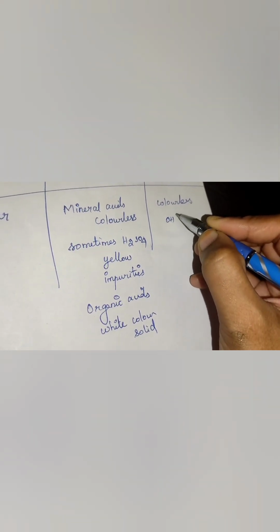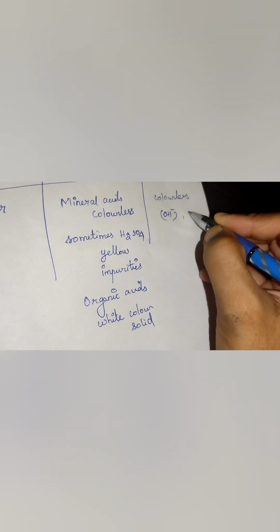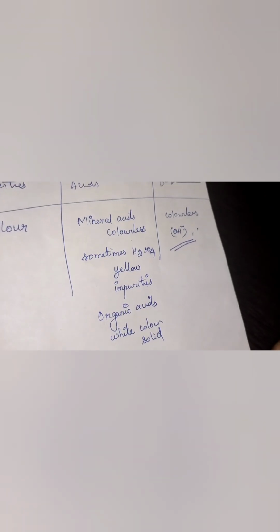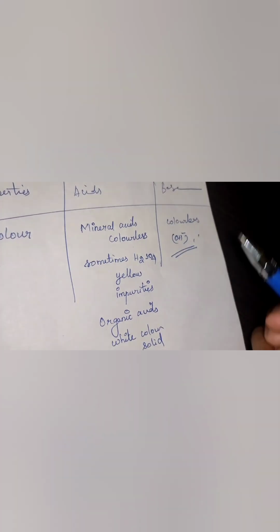except for the hydroxides, where OH minus ions are present, and copper compounds. Those will show some color, but in general bases are colorless.